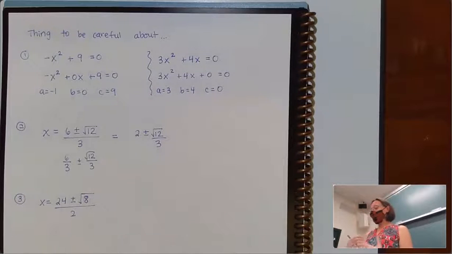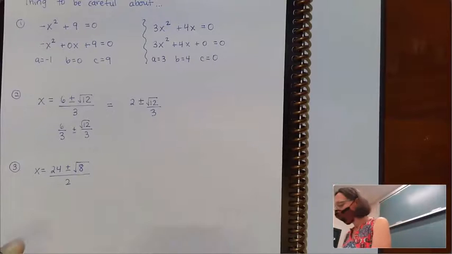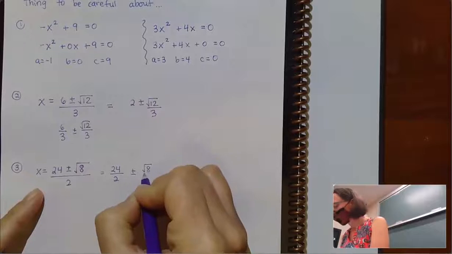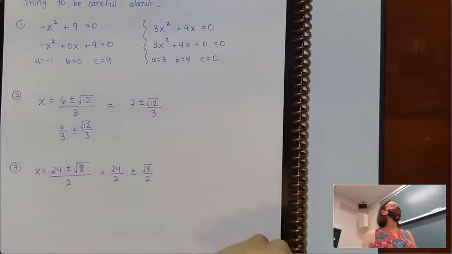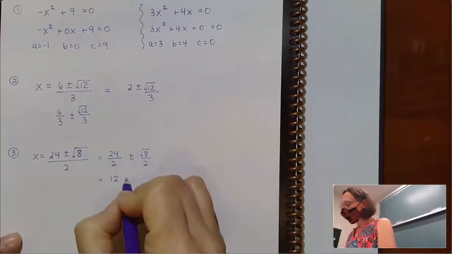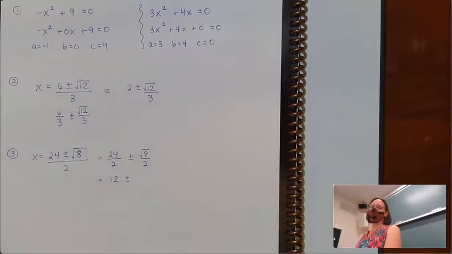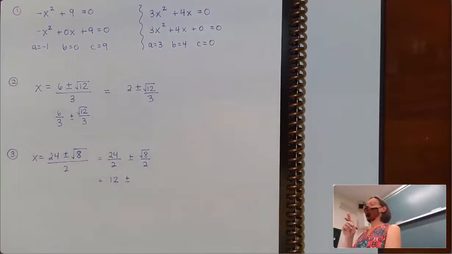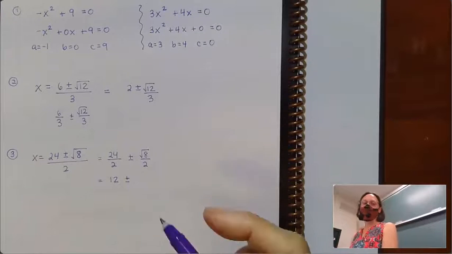If I wanted to break this apart correctly and simplify things a little, I can write that as 24 over 2 plus or minus the square root of 8 over 2. And that 24 over 2 certainly I can write as 12. And there is something sneaky that occasionally the answer in the back of the book will have done to that square root of 8 over 2. Sorry, I said 4, I wrote 2. Square root of 8 over 2.